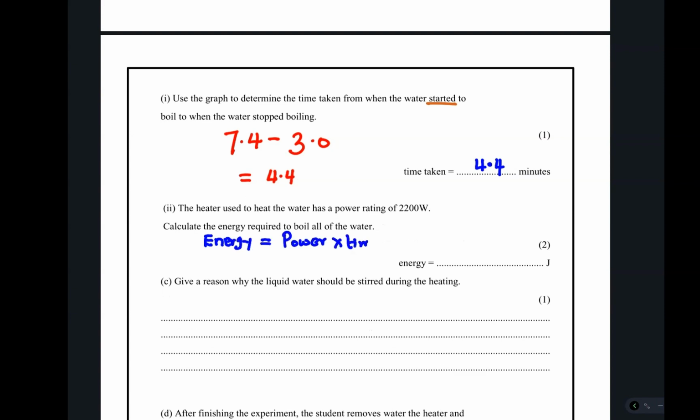minutes. Moving to the next one, this question is testing whether you understand the formula energy equals power times time. We are supposed to work out the energy that was required for the water to boil, and in that case we have the power times 4.4. Remember, 4.4 was in minutes and our time has to be in seconds, so I'm multiplying by 60 to have the time in seconds. If we work this out, what are you getting? We get 580,800 as the final answer.